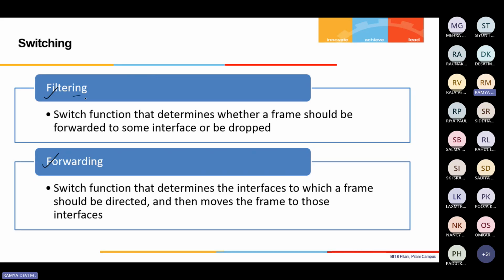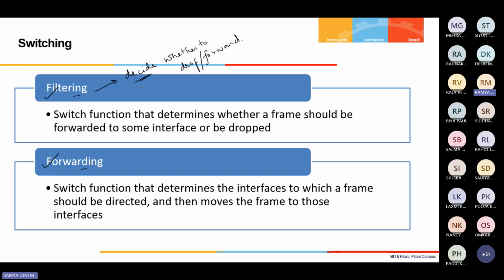So what is filtering? There are two things: one is filtering, another one is forwarding. Filtering is nothing but deciding whether to drop or forward a packet. That is called filtering. It will decide whether to drop the packet or forward the packet.